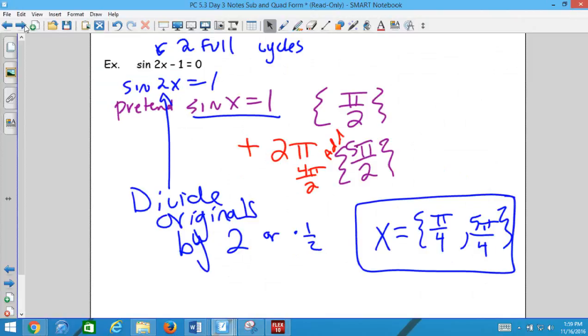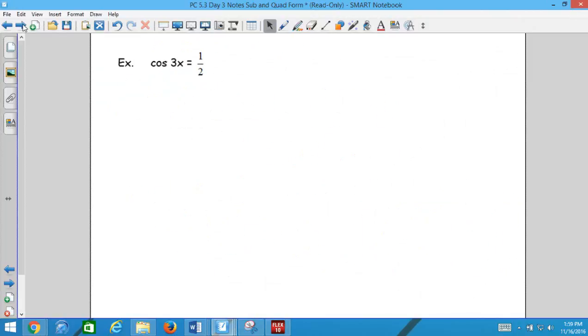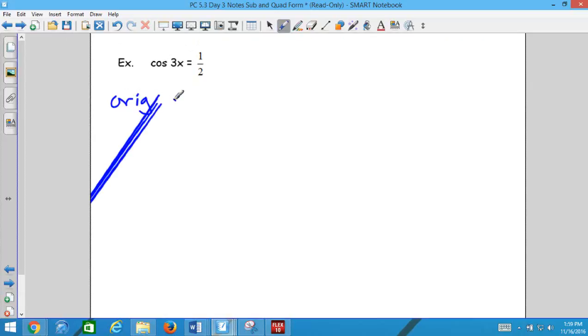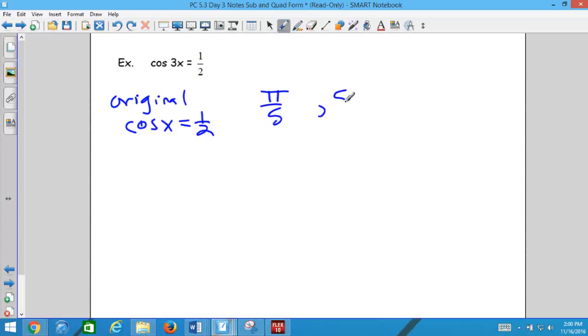All right, let's try another one so you can see the procedure again. So we're going to look at our original x-intercepts. We're going to be looking at where is cosine x equal to a half, which we've already done. Where is cosine x equal to a half? The original. At pi over 3 and at 5 pi over 3. Oops, I didn't write that, did I?